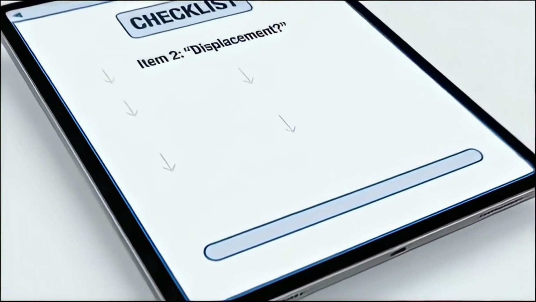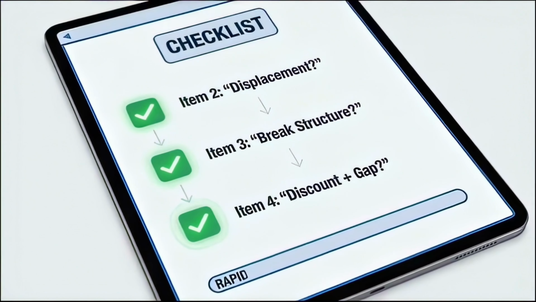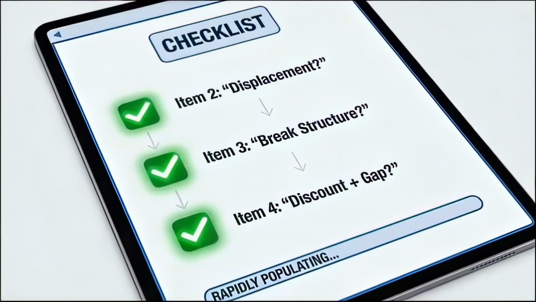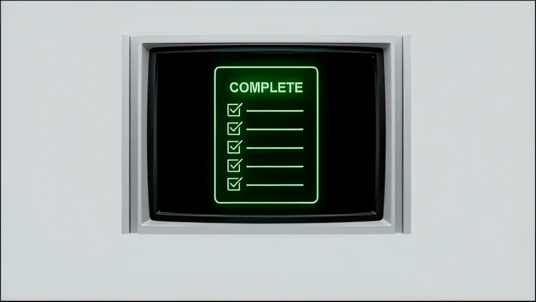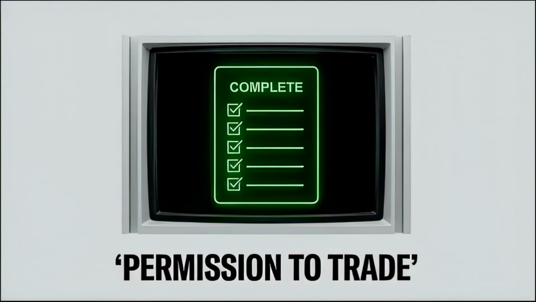So the full checklist, four quick questions, every single time. Is the trend on my side? Did this block form on real displacement? Did it break structure? And is it sitting at a discount, ideally with a gap? Four yeses, and you have permission to trade. Anything less, and you keep waiting.